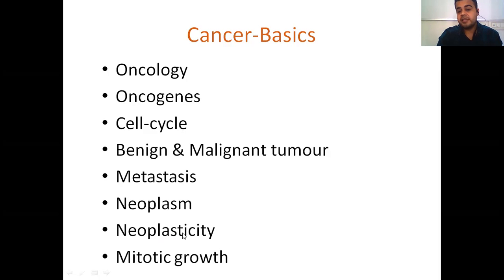The property exhibited by them is neoplasticity. So cancerous cells are neoplastic cells, and a group or tumor of cancerous cells we call a neoplasm. Mitotic growth: you know mitotic division, so they will show an uncontrolled mitotic growth index. That is, they will show a high rate of cell division and cell proliferation also.